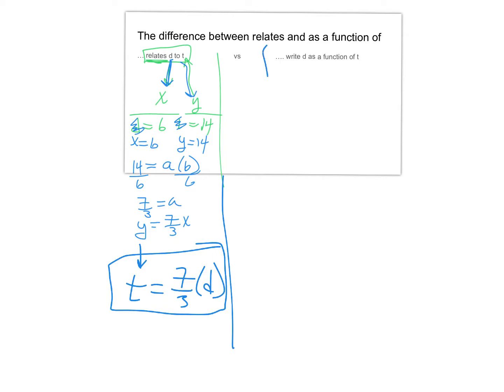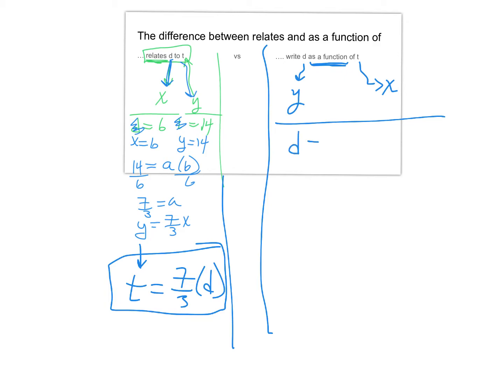Now, write d as a function of t. When I see "as a function of," this goes back to our Algebra 1 stuff, where they've reversed this. The d now becomes my y, and the t becomes my x. So along the same format, let's say d is equal to 6 and my t is equal to 14 again.